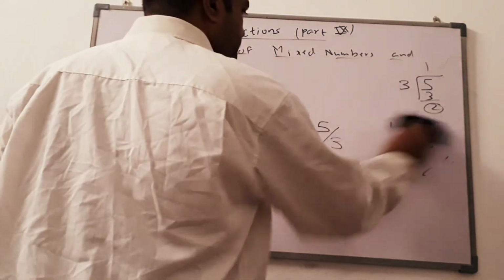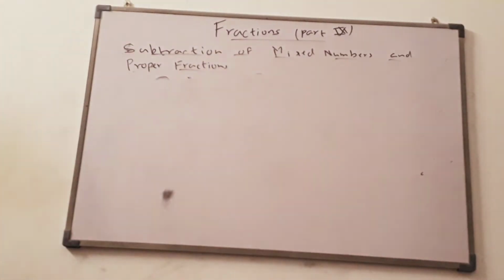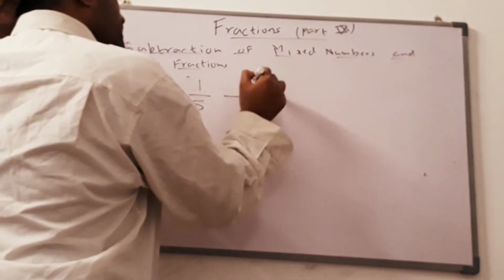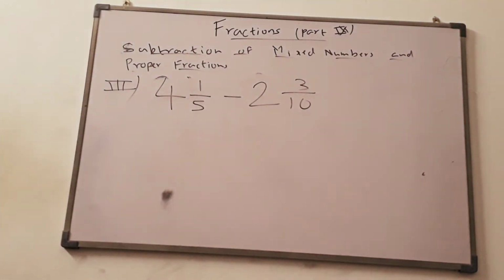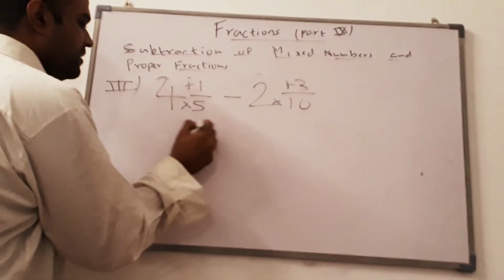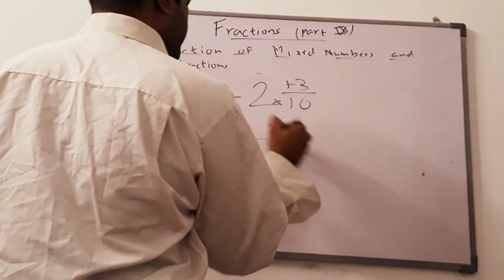Next question. Suppose a question like this: 4 1/5 minus 2 3/10. Okay, different denominators, but before that we have to convert these mixed numbers into improper fractions. So 5 times 4 is 20 and 1, 21/5, minus 10 times 2, 20 and 3, 23.